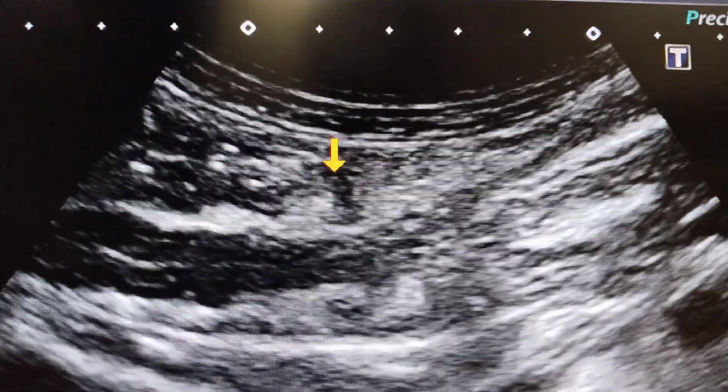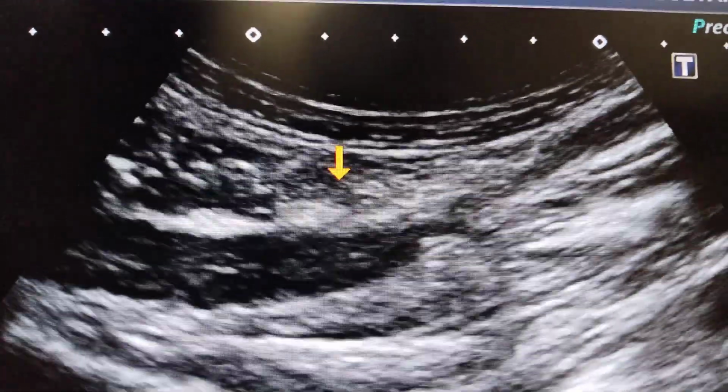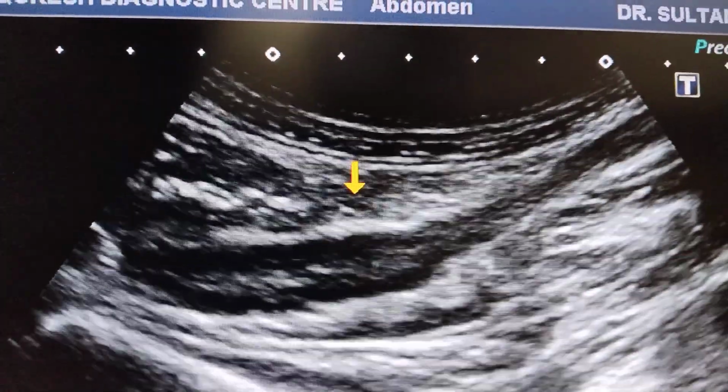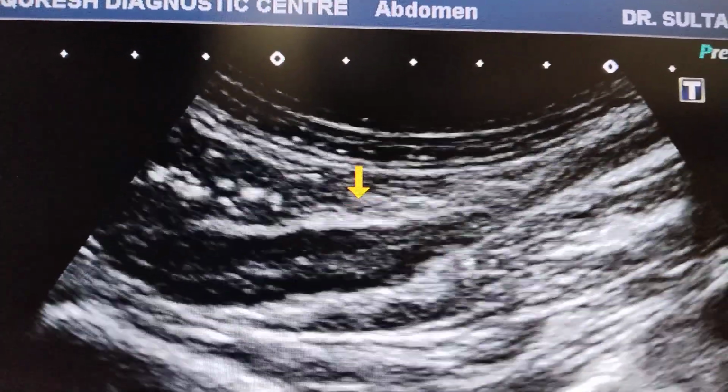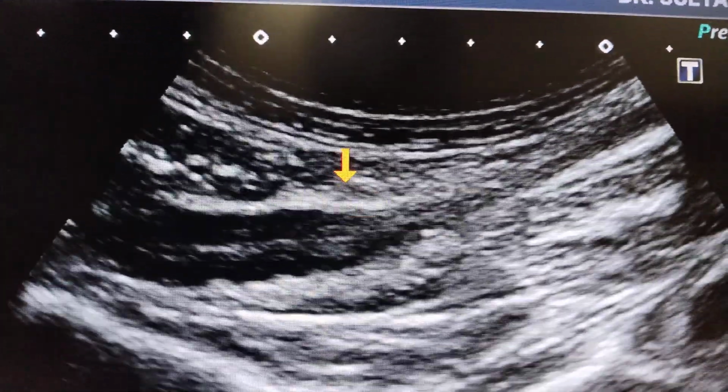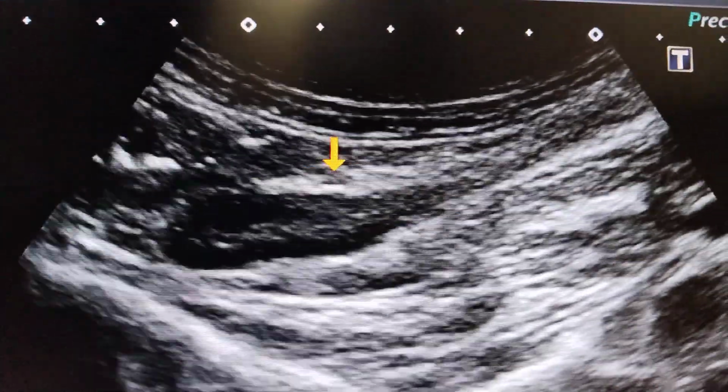So this is the case of ulcerative colitis that is sparing the rectum.